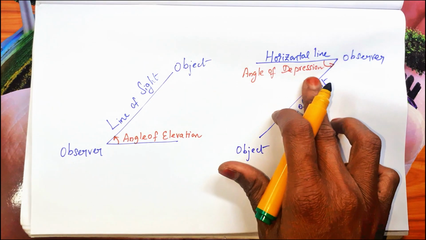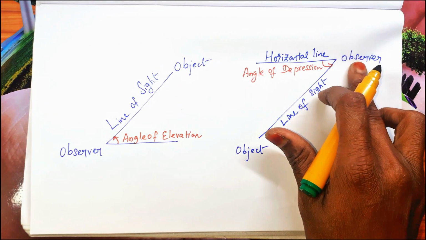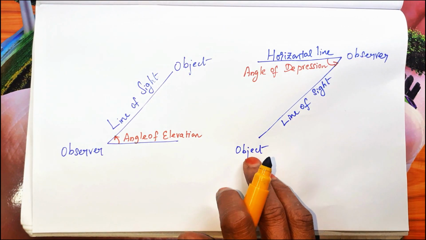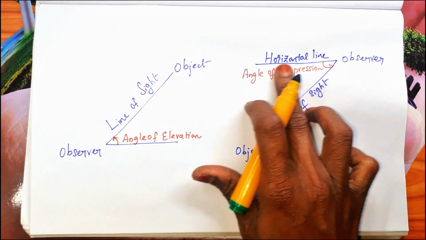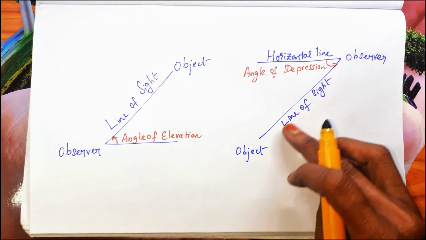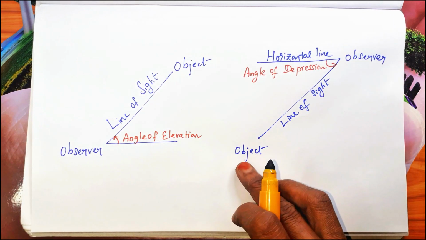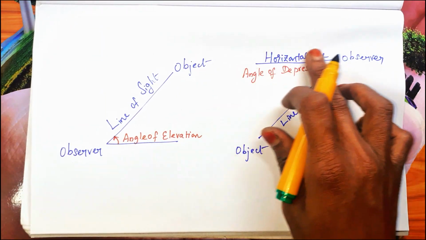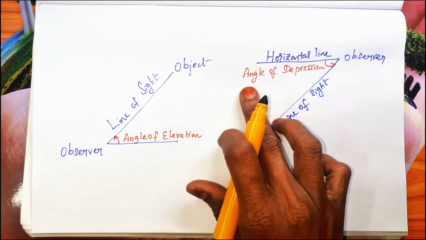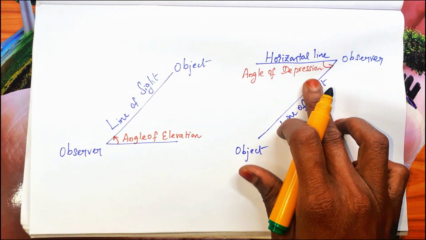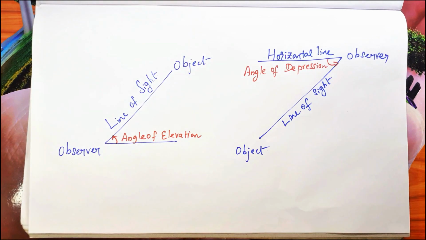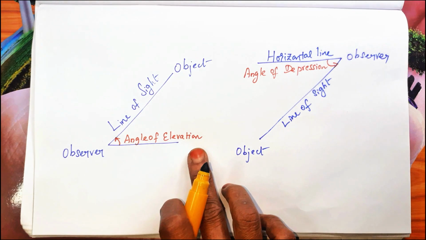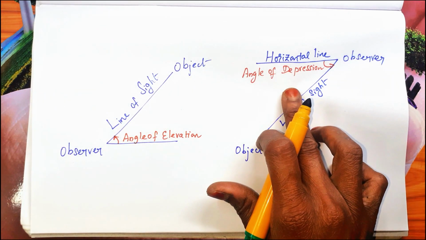Come to the angle of depression. The observer is at the top of a building, or he is at a height. The object is below his eye level. So here is the horizontal line, where he is standing, and this is the line of sight, since the object is below the observer. The angle which the horizontal line and the line of sight make is called the angle of depression. Angle of depression means he is seeing the object below. Here he is seeing the object above. This is the angle of elevation and this is the angle of depression.